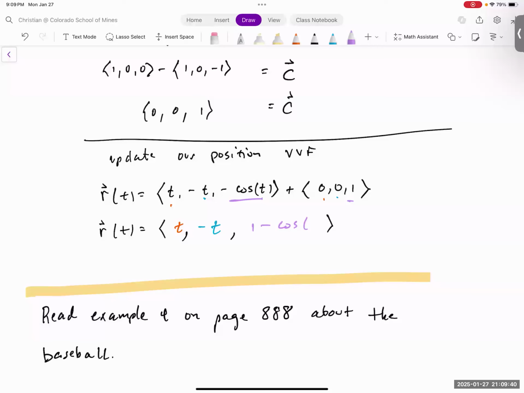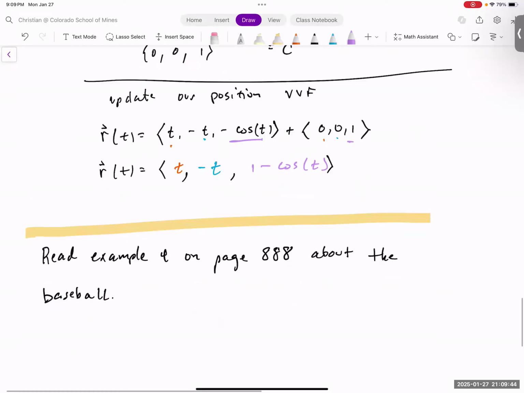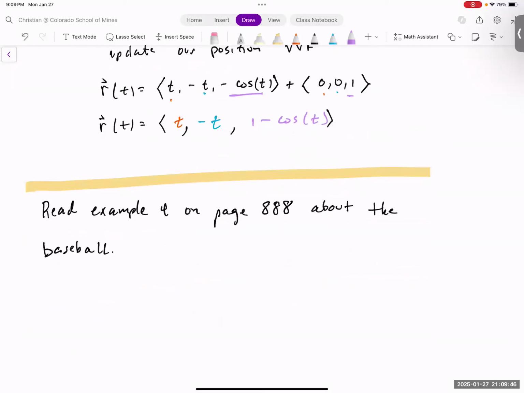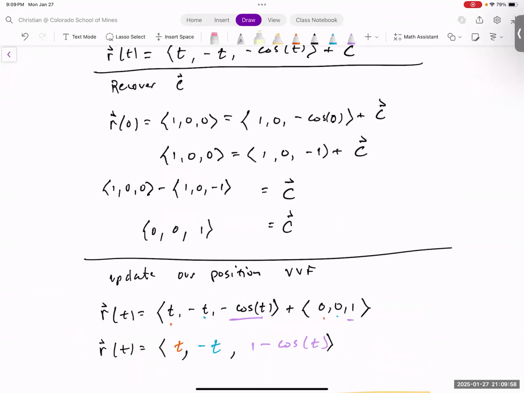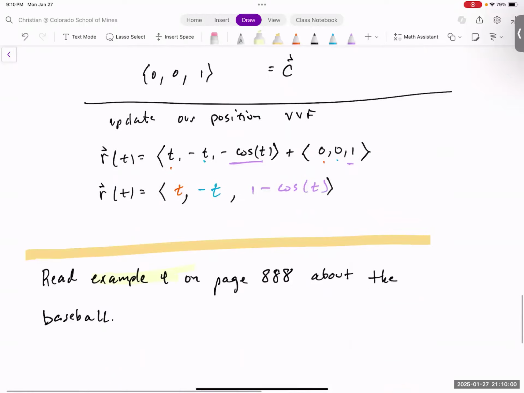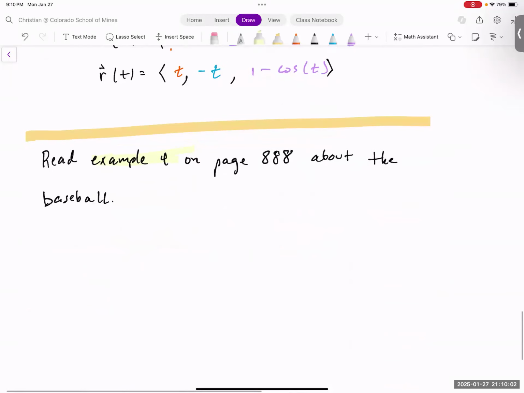The last thing I'll leave you with is I want to encourage you to read example 4 on page 888 about the baseball. It uses these ideas to move forward through derivatives or backwards through integration to answer questions about the path of a baseball.